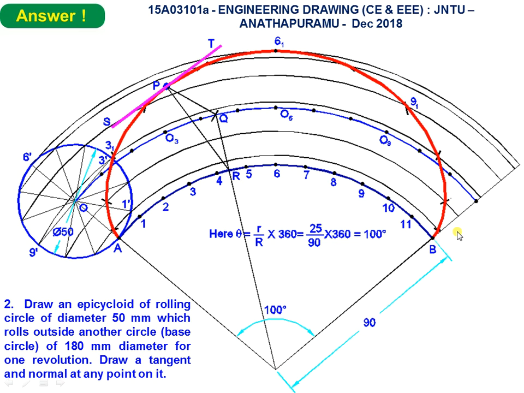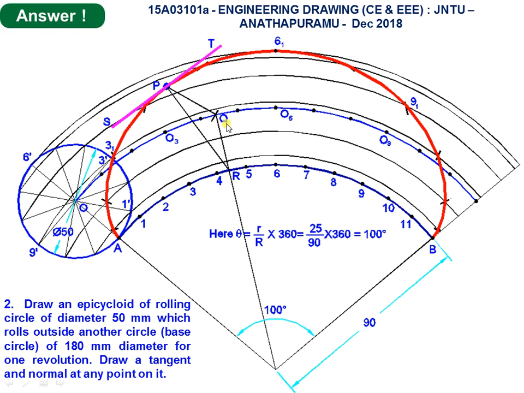So one part of the problem is over. The next part is to draw a tangent on any point on the curve. Anywhere on this epicycloidal curve, mark the point P. After marking P, with 25, the radius of the rolling circle, as radius, cut an arc on the arc which is passing through the center of the circle. So you will obtain Q.